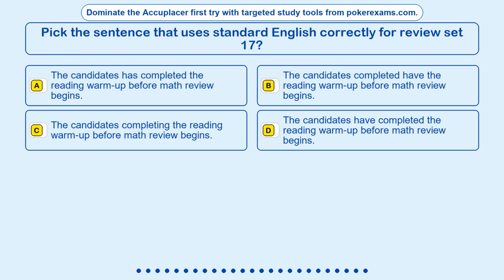Question 20. Pick the sentence that uses standard English correctly for review set 17. Option A. The candidates has completed the reading warm-up before math review begins. Option B. The candidates completed have the reading warm-up before math review begins. Option C. The candidates completing the reading warm-up before math review begins. Option D. The candidates have completed the reading warm-up before math review begins.